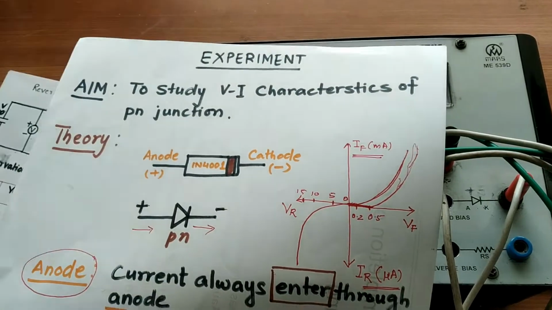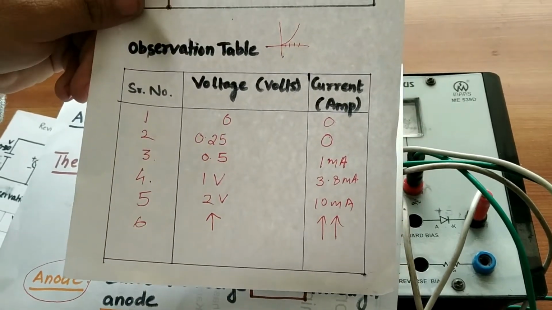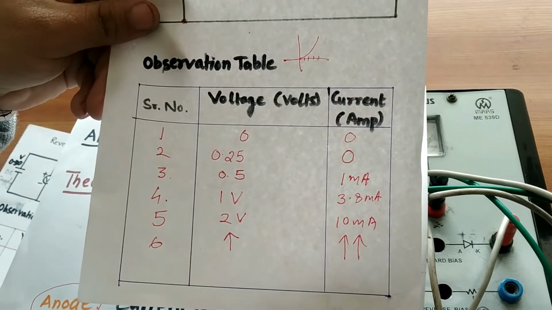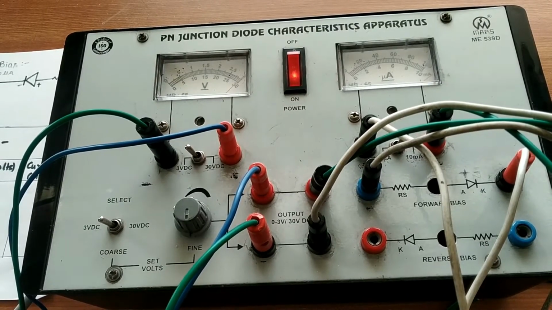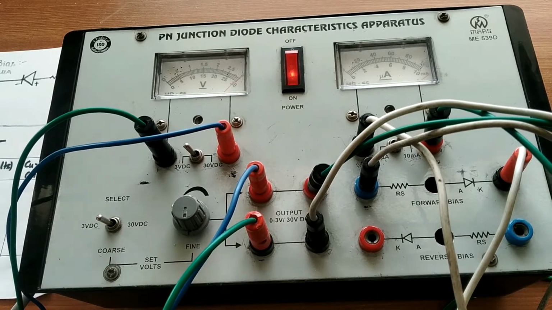You can plot this reading on a graph paper, and you can verify the forward bias condition of a diode. So now we are going to perform the experiment for the reverse bias condition.